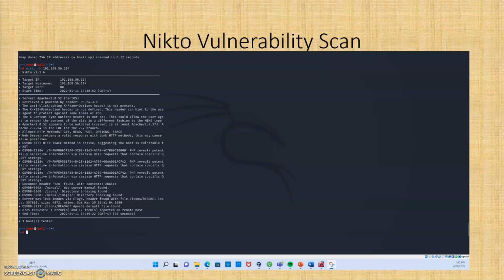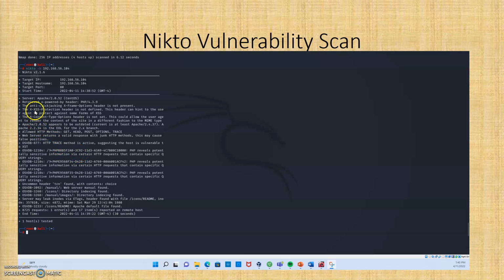The first vulnerability scan that I used was Nikto. I performed the following command to enumerate the Kioptrix Level 2 machine with the Nikto tool: nikto -h 192.168.56.104. And as you can see, that was the output that the Nikto tool provided, and it disclosed that all of these were some of the vulnerabilities of the Kioptrix Level 2 machine.